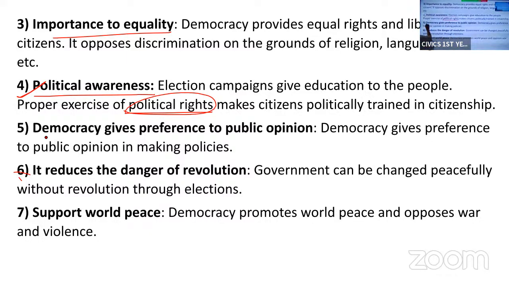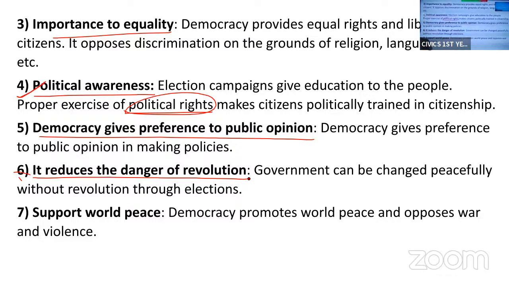Next, democracy gives preference to public opinion. In democracy, the policies are made on the basis of public opinion. Yesterday, we discussed direct democratic devices. In that, we discussed plebiscite, where the opinion of the people is final. The next is that there is no danger of revolution, as the government can be changed through elections. There is no reason or question of revolting against the government.